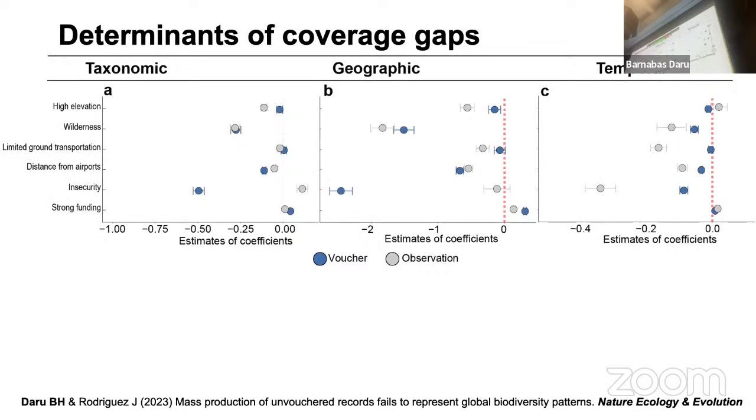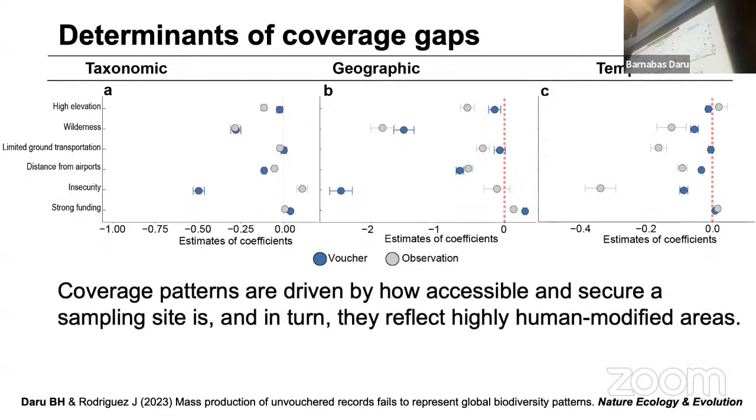And we use various factors like elevation, wilderness, which corresponds to how remote an area is, and limited ground transportation, distance from airports, or the security of regions, as well as even the research funding of different countries or taxonomic, geographic, temporal coverage. And so we found that coverage patterns are driven largely by how accessible and secure a sampling site is, and in turn reflect highly human modified areas.